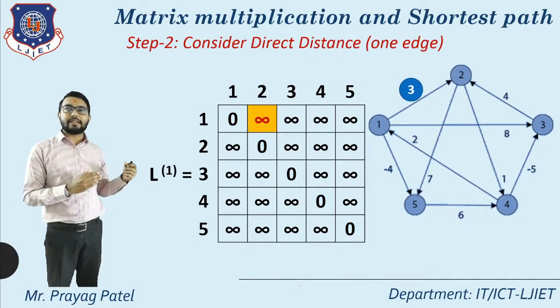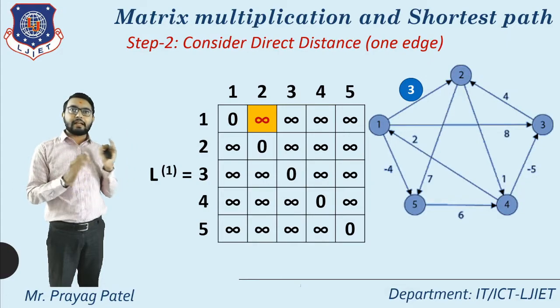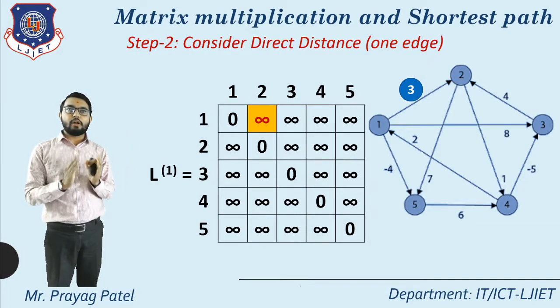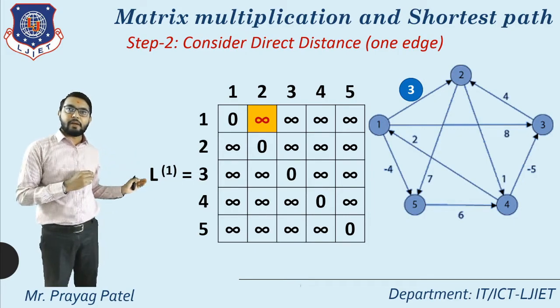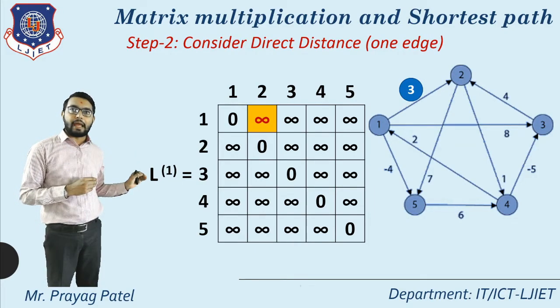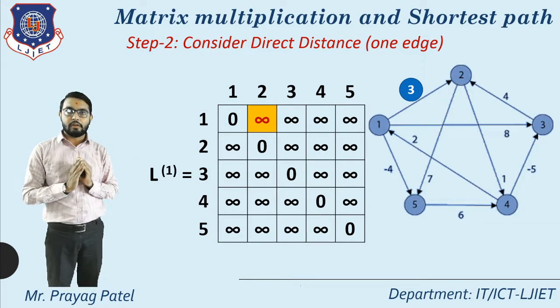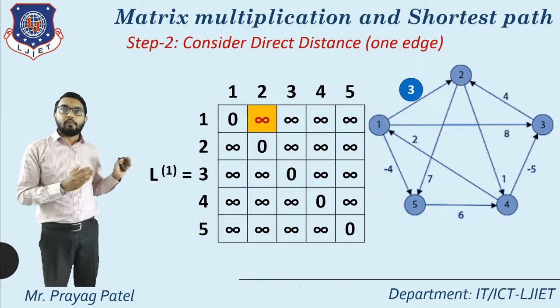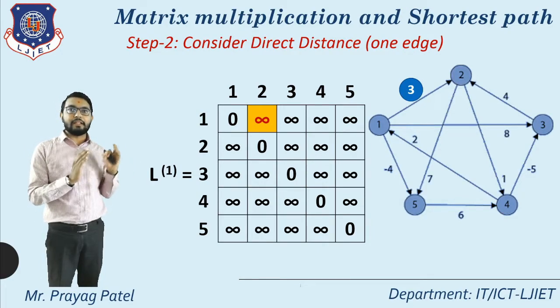Next step, consider a table L1. Here, direct distance means consider only one edge. Remember this point. Here consider table name equal to L1. L1 means consider only one edge. Remember this point. Now for this table, consider each and every option and find the distance.